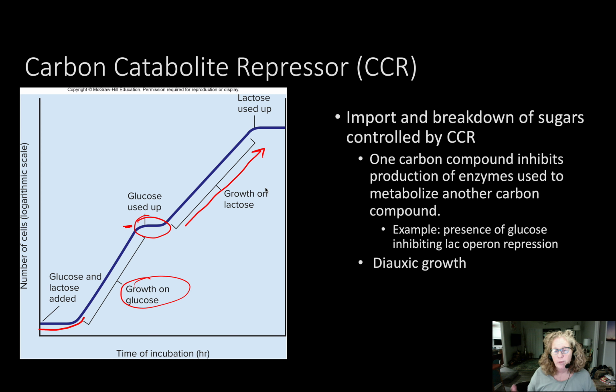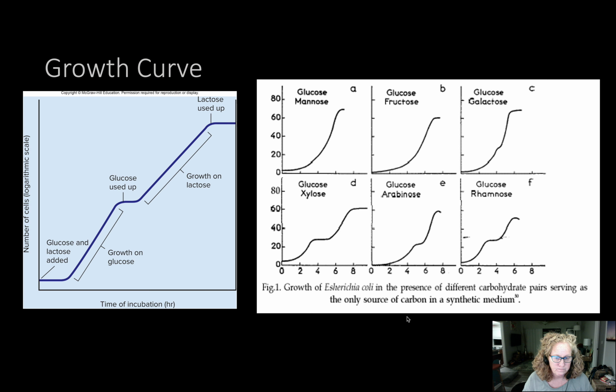Lactose is now able to be broken down to provide the power necessary for microbial growth, and that growth will continue until eventually the lactose also gets used up, and then you can see here our growth levels off. This type of growth, where we have this little stall in the middle, is referred to as diauxic growth because we're looking at two different sugars here.